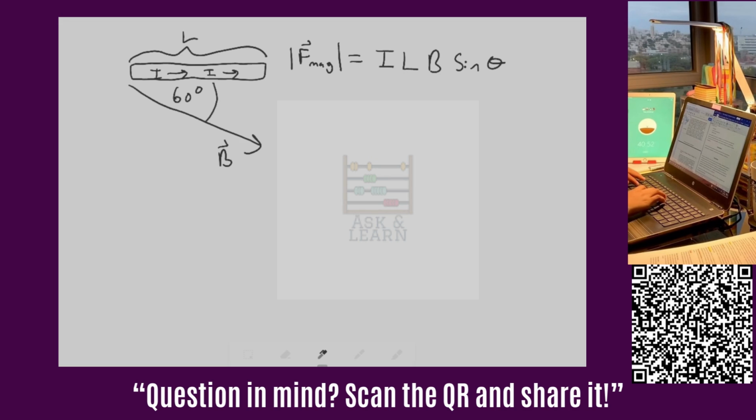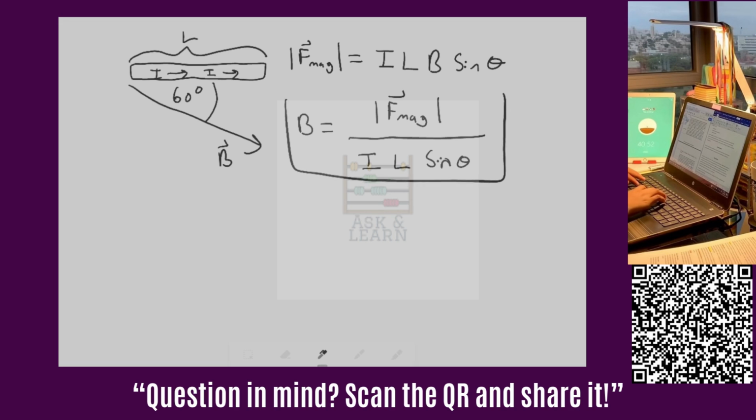In this case, we're asked what is the magnitude of the magnetic field if we're given a particular magnetic force that this wire feels. In this case, it's 0.15 newtons. So we want to know the magnitude of the magnetic field. We can solve for B then, and that gives us the equation of plugging in the magnitude of the magnetic force and then dividing by the value of the current, the length of the wire, and sine of the angle between the current direction and the magnetic field direction.